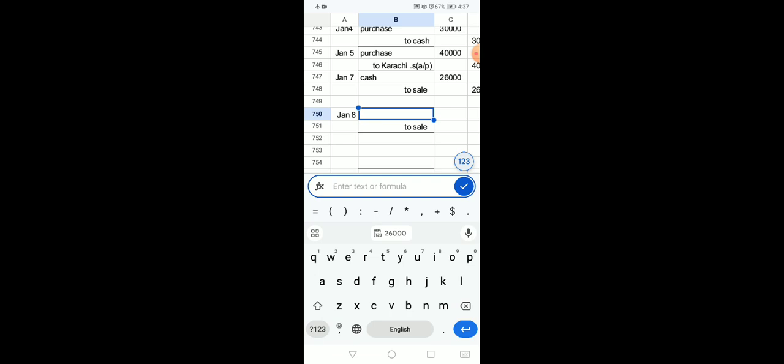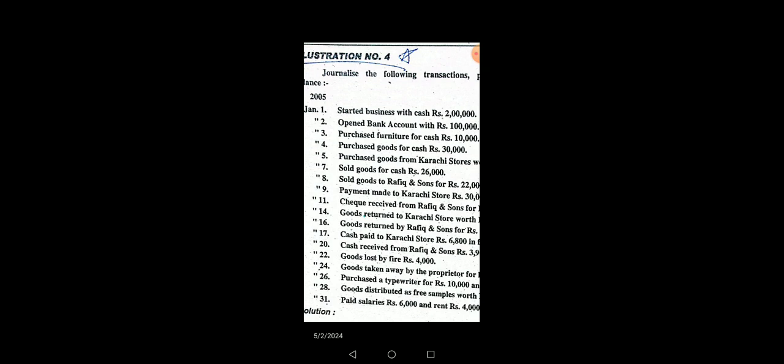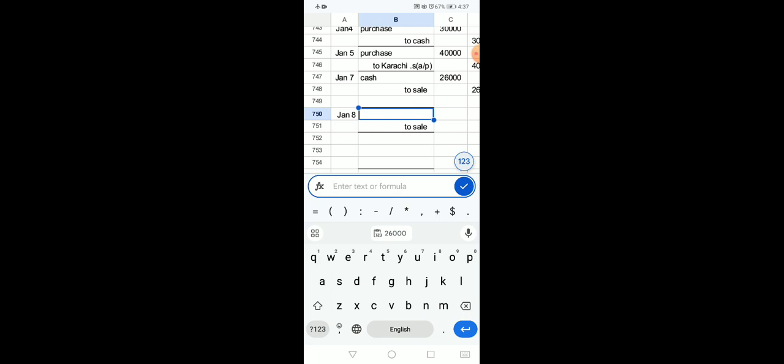You are selling your goods, as was earlier mentioned, on credit. Cash is not mentioned over here. Rafiq is the person to whom goods were sold. The amount was receivable from Rafiq. Rafiq is your account receivable, which is an asset.